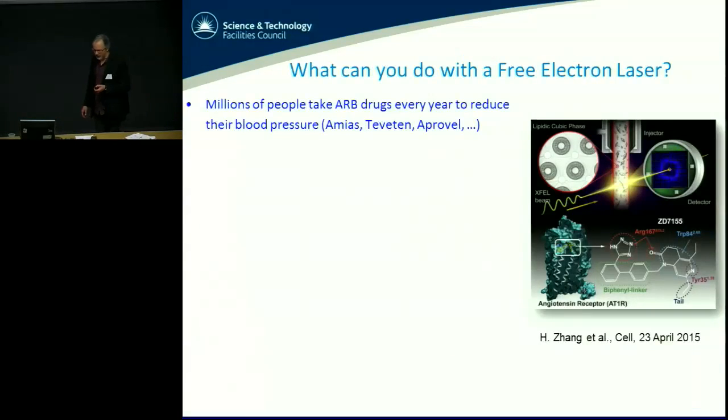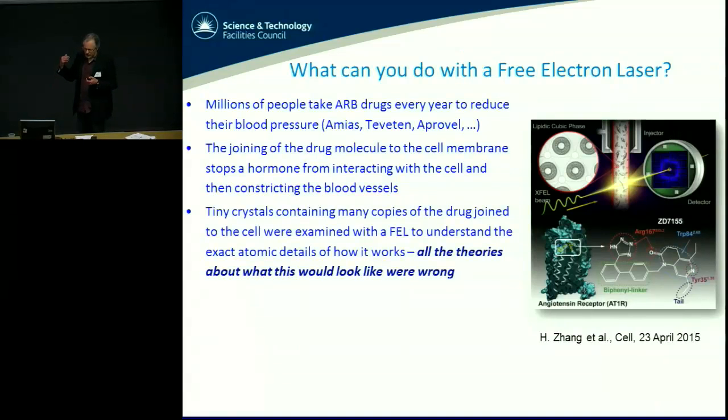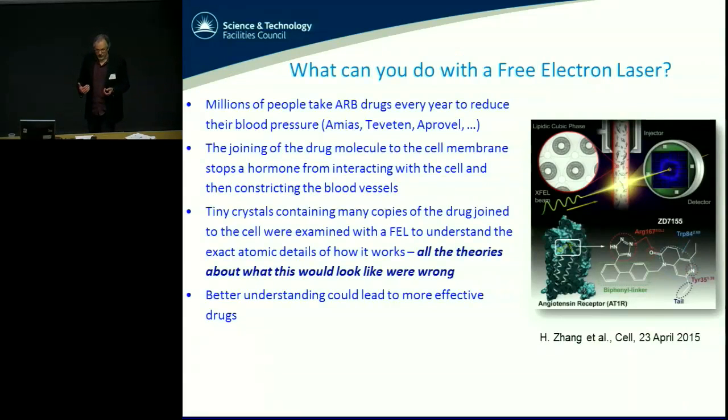And I've only got one example, but there are many, and this is from Jim. Angiotensin receptor blocker drugs are used for controlling blood pressure, so they stop you constricting the blood vessels. They were looking at how the drug bound to the cell membrane. It understood that there was a certain mechanism, and they needed to understand it at the molecular level. So they ran this experiment on LCLS, and all the theories about what they would look like were wrong. So that leads presumably to a better understanding, and shows you how you can create better drugs.